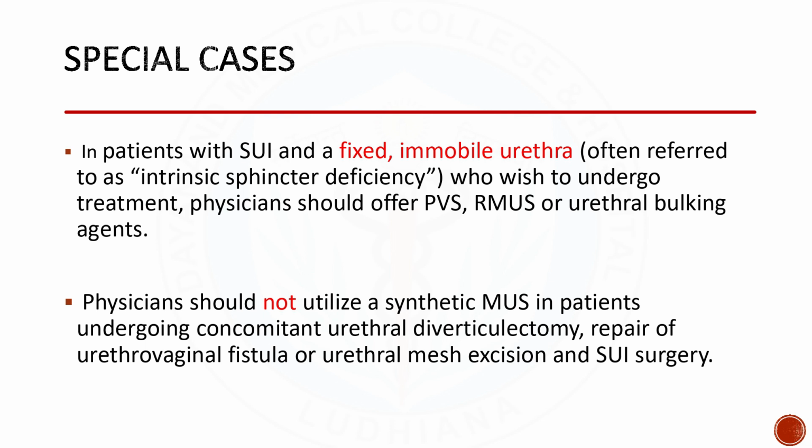So what do you do if there's a fixed immobile urethra and they do wish to have some kind of a surgical treatment? You can offer them a retropubic urethral sling, because the urethra is immobile. Don't go in for TOTs, or you can give urethral bulking agents.